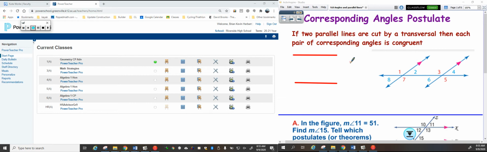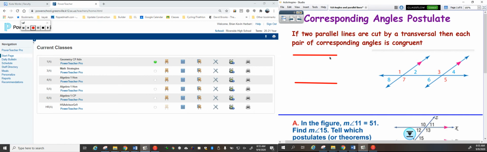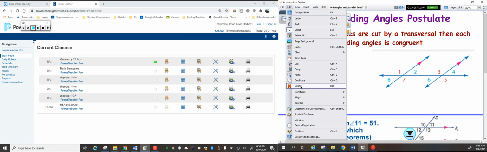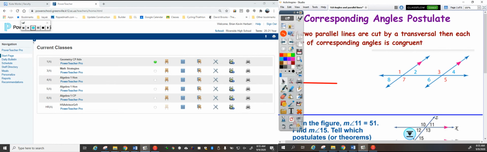So yesterday we talked about a couple of different types of angles. The first one was supplementary angles. Does anybody know what supplementary angles are, or complementary angles are? Very good. So supplementary angles are two angles that when you add them together, they're going to equal 180 degrees. Complementary, two angles that add together equal 90 degrees.